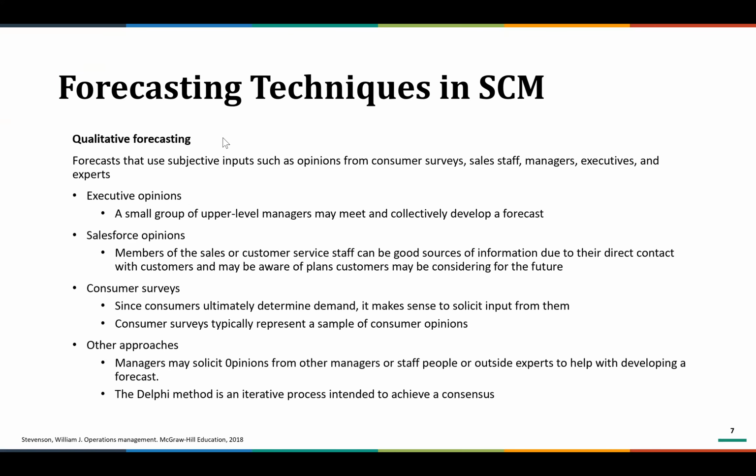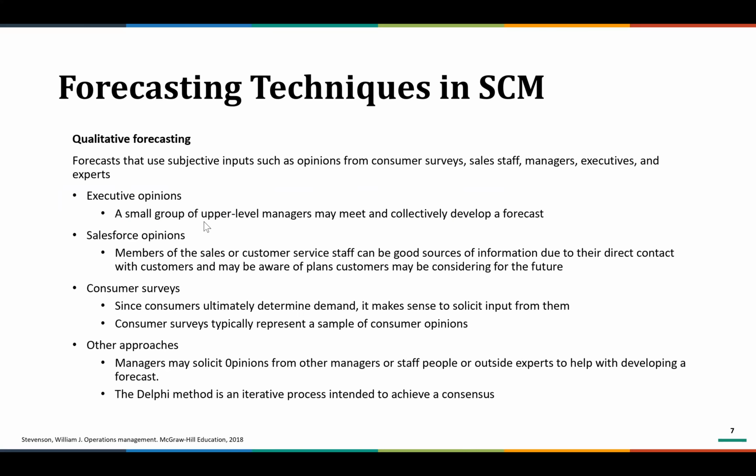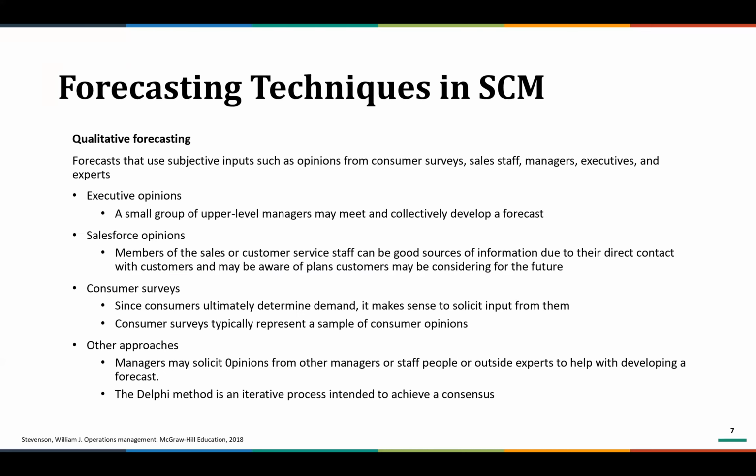Okay, here are examples of qualitative forecasting approaches, for example, using executive opinions. Let's say you're convening a small group of upper-level managers, and they meet collectively and share their opinions, using these experts' judgment. Or the sales force can also be used to determine the numbers of the forecast that you're going to use, and many others like customer surveys and other approaches.